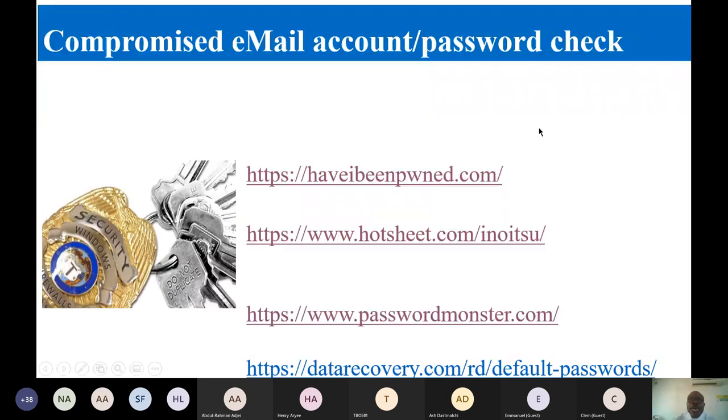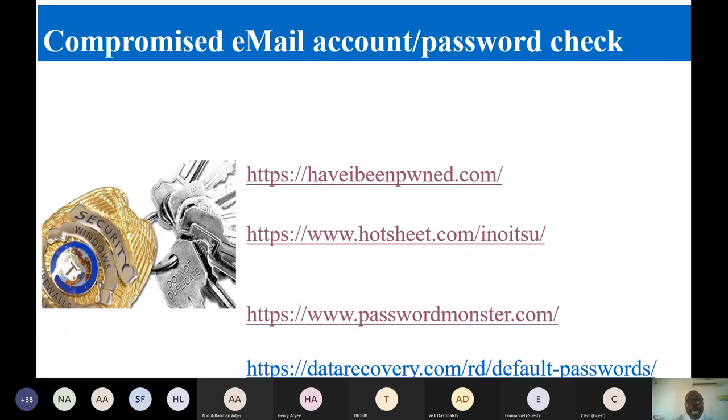Then the final one is my favorite, which is the default password database. Sometimes people think they are IT savvy, especially those who have some training, who have done some courses online, and that empowers them to install routers and switches. But for all those devices that come with default passwords, I want you to understand that today there is a site that contains all your default passwords online.